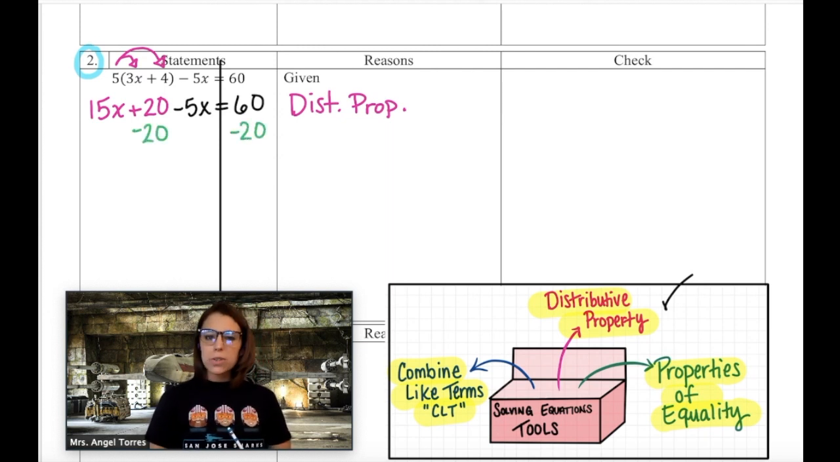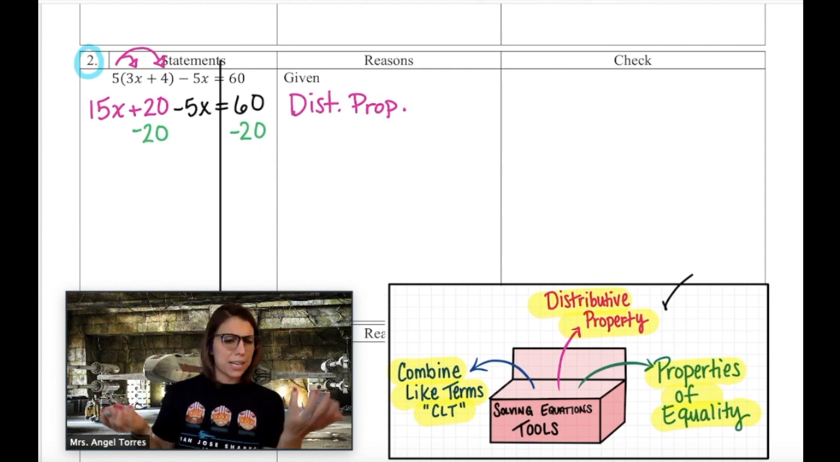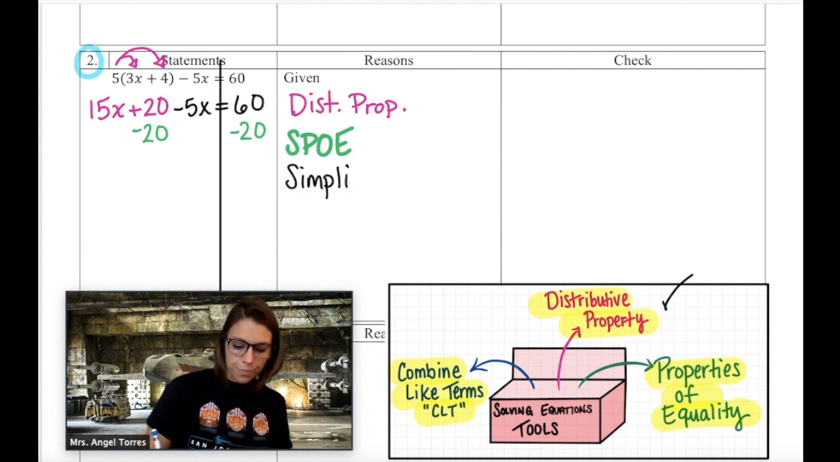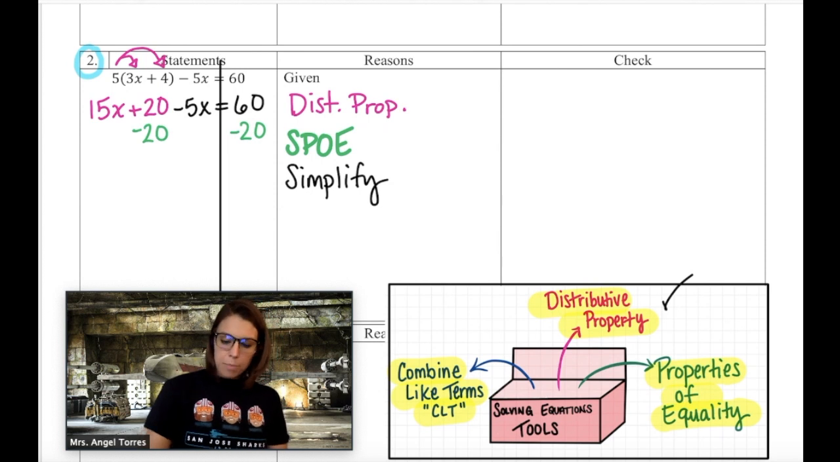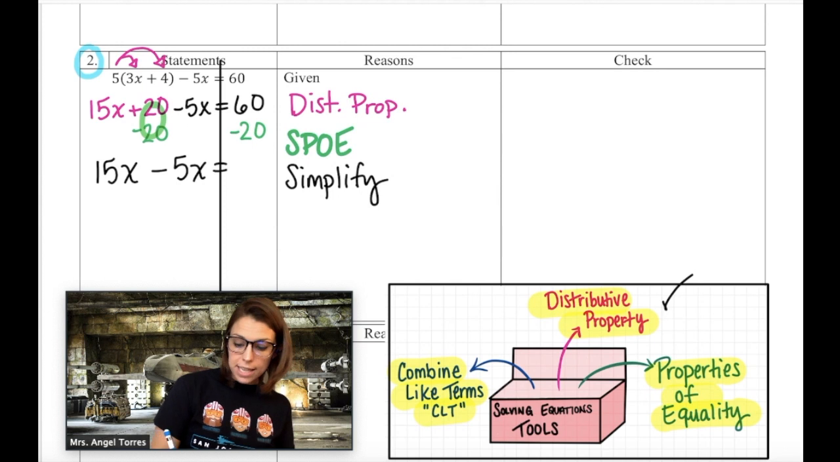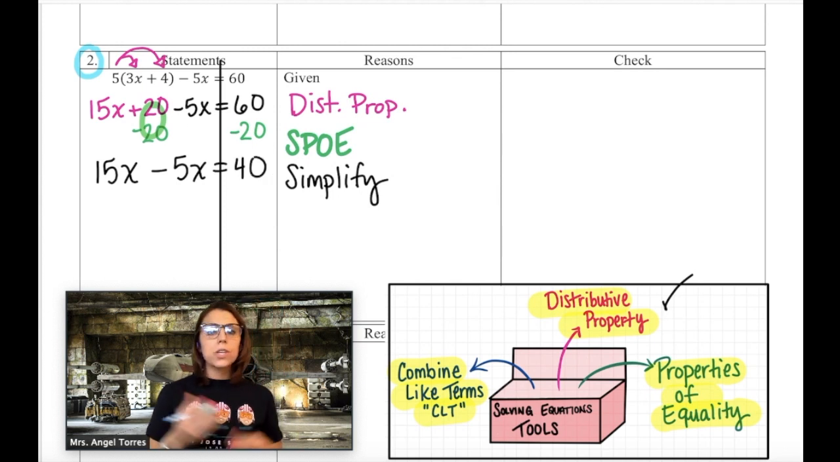In fact, I'm going to do that because I see that 20 is in between my like terms, and I'd like to get it out of there so I can actually see what like terms I have. So I'm going to go a little out of order here and do my subtraction property of equality next, followed by simplify. So what would that give me? Well, 20 minus 20 is a 0 term. So on the left-hand side of the equation, I'm left with 15x minus 5x. And on the right side, I have 40. So that's just an option. If you wanted to use the combining like terms tool first, you totally could have.